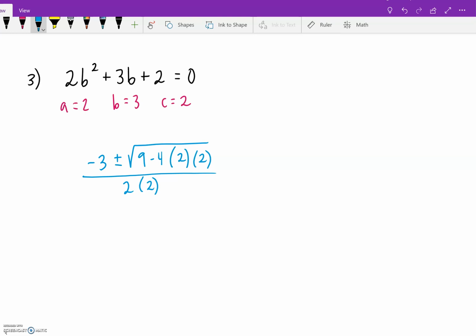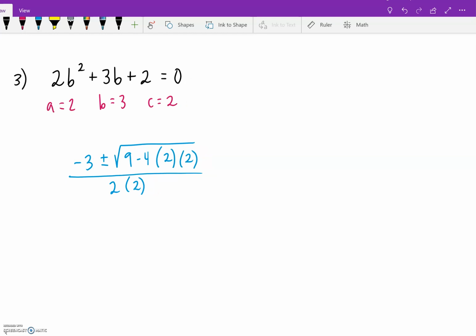I'm going to solve everything underneath the radical first. Remember, bonus points: underneath that radical, hope you guys are thinking of it in your head, that's called the discriminant. So the 9 minus 4 times 2 times 2, that is your discriminant. Remember, we took that piece out when we were solving the discriminant. So I'm just going to simplify that: 9 minus 4 times 2 times 2. So negative 4 times 2 is 8. Negative 8 times 2 is negative 16.